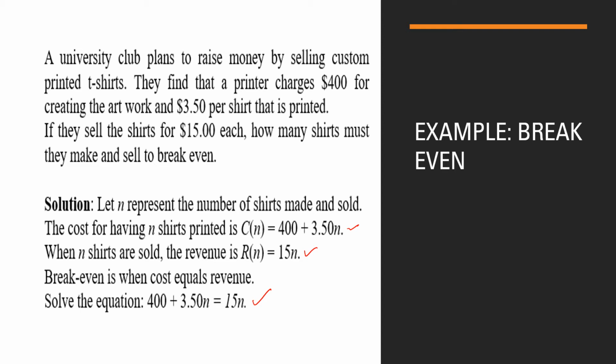So if I want to have the break even, the profit must be equal to 0, or the cost price must be equal to the revenue. Here the cost price is $3.50 per shirt. So if there are n shirts, then it is 3.50 times n, plus the printing charge of 400. So the equation for C will be 400 plus 3.5n. The revenue is $15 each, so it is 15n. If it is break even, the two equations must be equal.